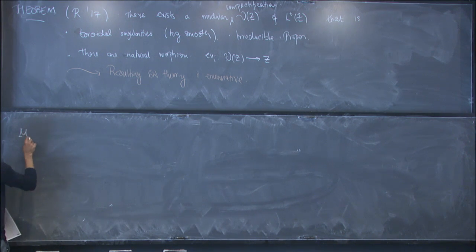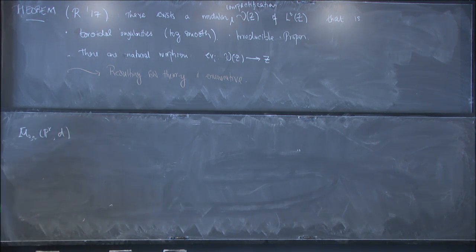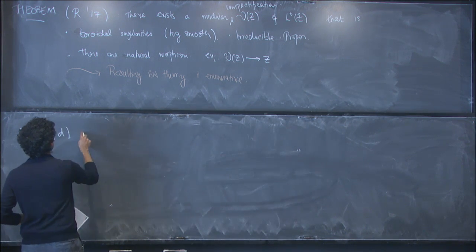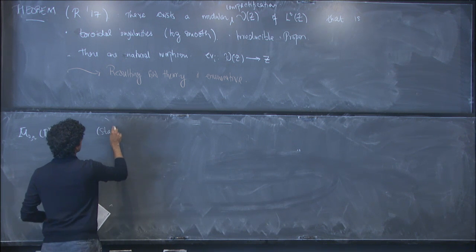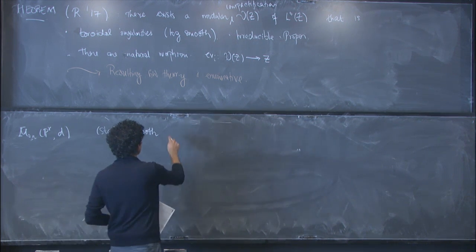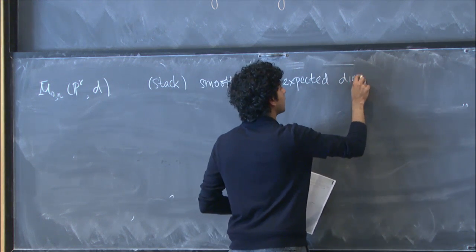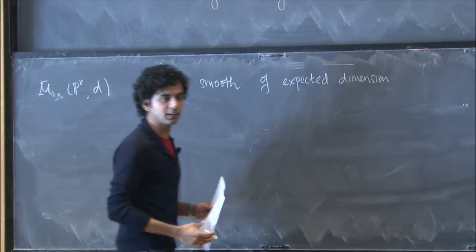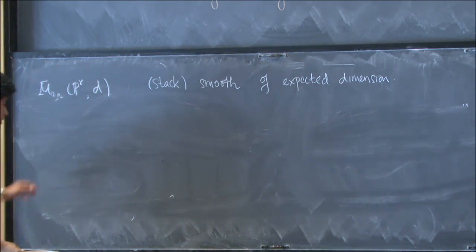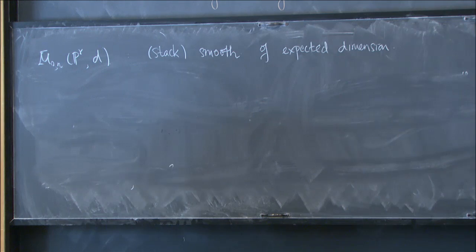Okay, so this space, M_{0,n}(P^r, d), so just n-pointed rational curves mapping to projective space of fixed degree, is essentially a smooth manifold. It's stack smooth and it's of expected dimension. And there's been a great deal of work on understanding the cohomology of this space, the intersection theory on this space, as well as its birational geometry. But then this fails rather quickly.